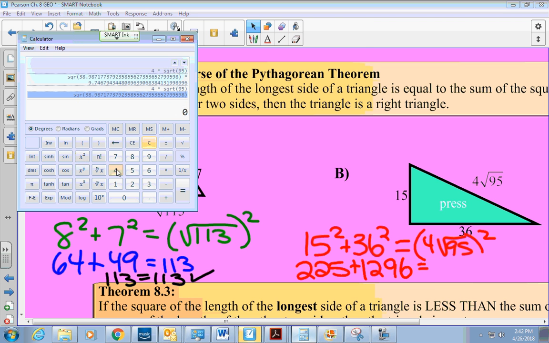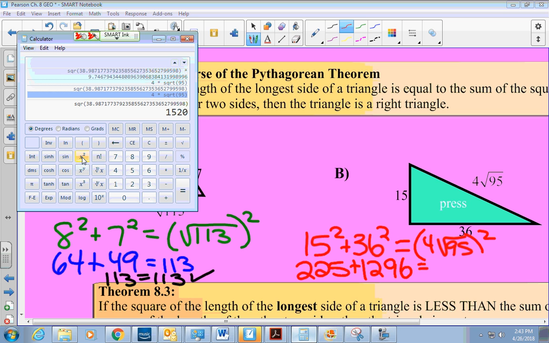So if you go 4 times the square root of 95, in my calculator I have to put 95 and then square root. If you're using one of the blue TI calculators, you put 4 and then square root, second square, 95. Hit the equal sign. You should get 38.98 approximately. And then you square it. So hit the little squared button. You get 1520. Thank you, Nick.